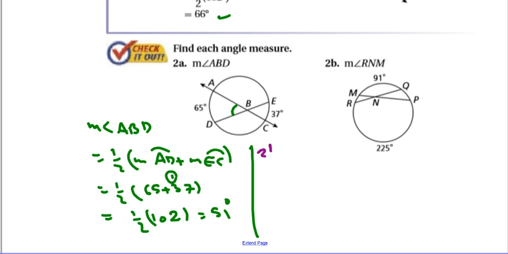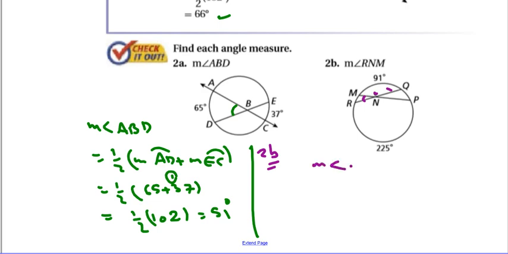2B. Measure of angle RNM. But in this case, he gives you other arcs. If we have RM and QP, we solve it directly. But in this case, you have to find this angle and use a straight angle, because this angle is 180. So you have to find this angle first.